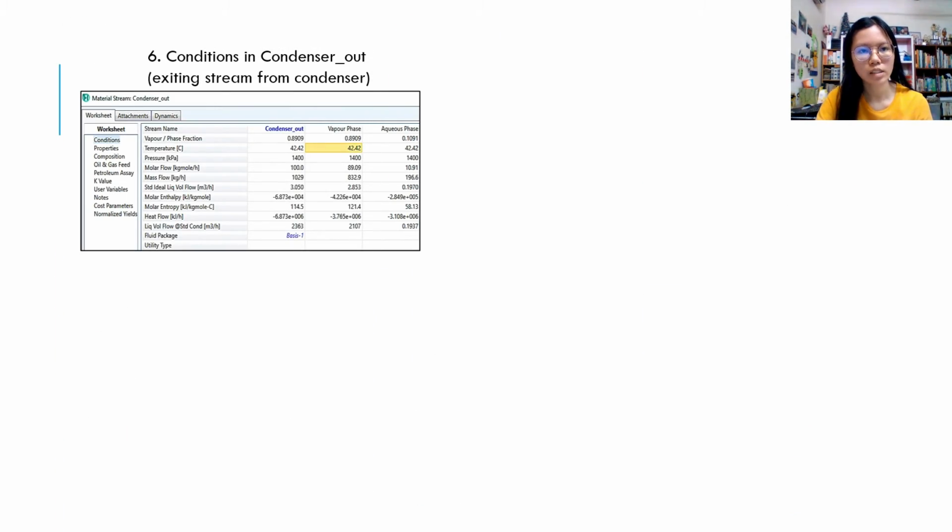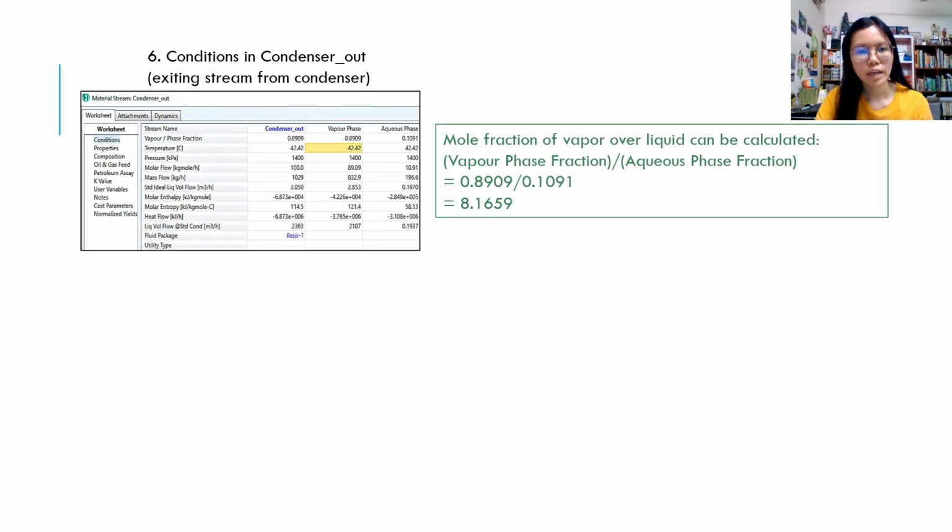Here are the conditions for the exiting stream from the condenser. For this part, we can find the mole fraction of vapor over liquid by just dividing the vapor phase fraction by the aqueous phase fraction. The vapor phase fraction is found to be 0.8909, while the aqueous phase fraction is 0.1091. And we can get that the mole fraction of vapor over liquid is 0.1659.